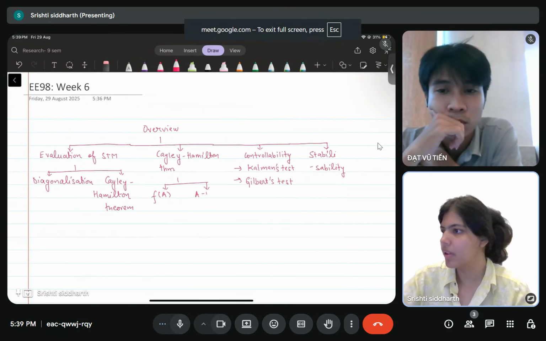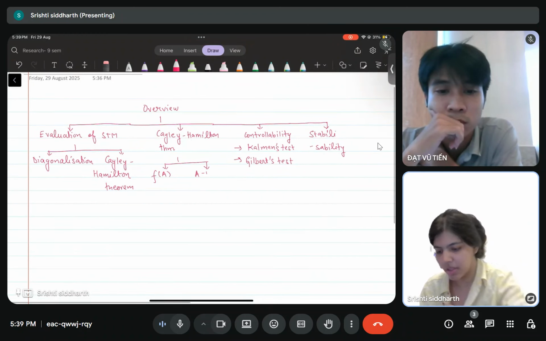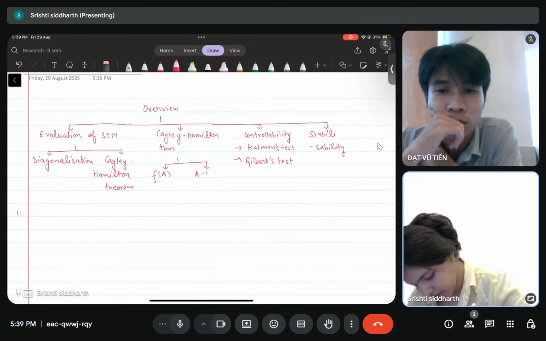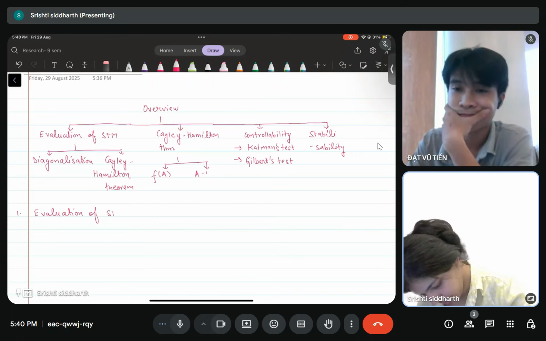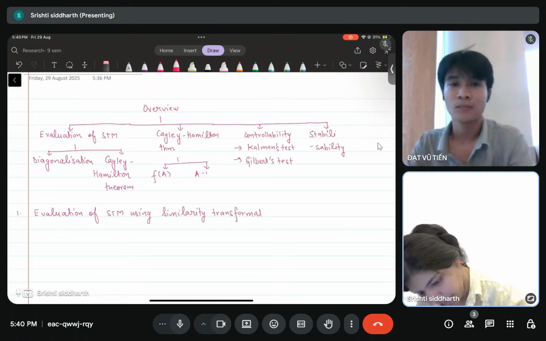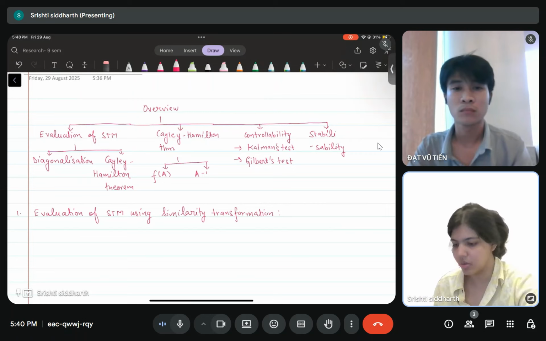Okay. So let's look at the first section, evaluation using diagonalization or the similarity transformation. Good. So this is easy. We have already looked at how to diagonalize a matrix.